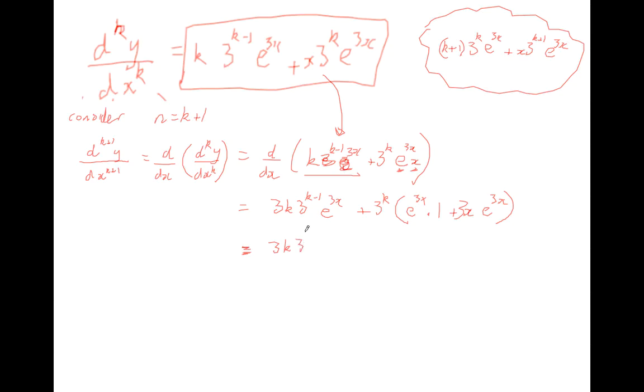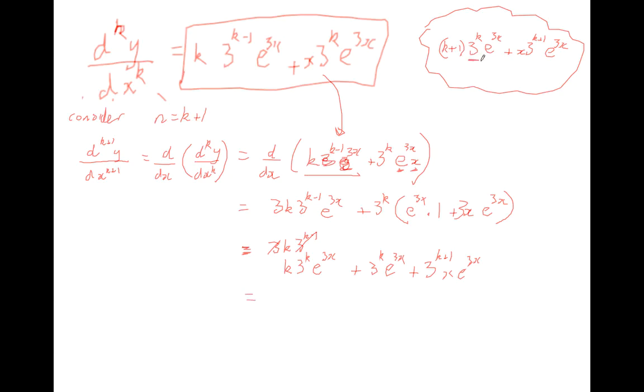3k, 3 to the k minus 1. The 3 will combine with the 3 to the k minus 1 here. So that'll be great, because that'll be just k times by 3 to the k, and then e to the 3x. And then let's just expand this. This is 3 to the k, e to the 3x, plus 3 to the k times by 3 is 3 to the k plus 1, times by x times by e to the 3x. And I think we've got the format we need now.